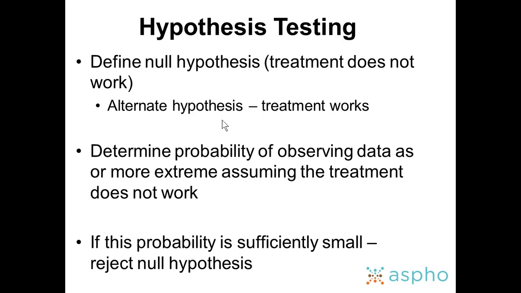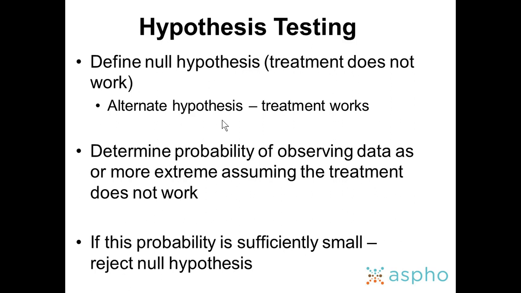So hypothesis testing drives many of the clinical trials that we design. When we design a comparative trial, we start by defining the null hypothesis. So that's that treatment doesn't work. So for example, if we're going to do a study of whether prophylactic levofloxacin reduces bacteremia, my null hypothesis would be that it does not reduce bacteremia.